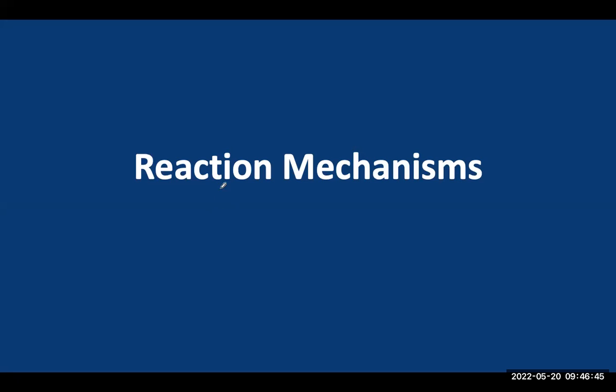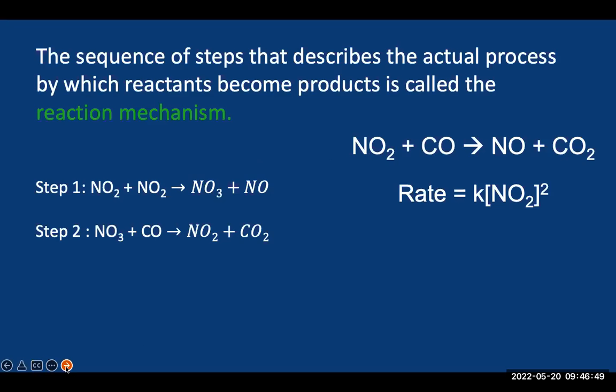In this video, we'll talk about the reaction mechanism. So what is the reaction mechanism? Some reactions could happen in one step. Like if we have A and this one will convert to B, this is the reaction. It will occur in one step, where A will be directly converted to B.